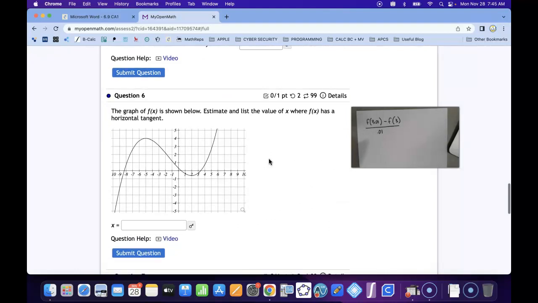And so let's go down to question 6. So the graph of f of x is shown. Estimate and list the value of x where f of x has a horizontal asymptote. Well, it appears that there's a horizontal asymptote right here and another horizontal asymptote right there. So it looks to me like it's at -5 and at 2 is where my horizontal asymptotes are.